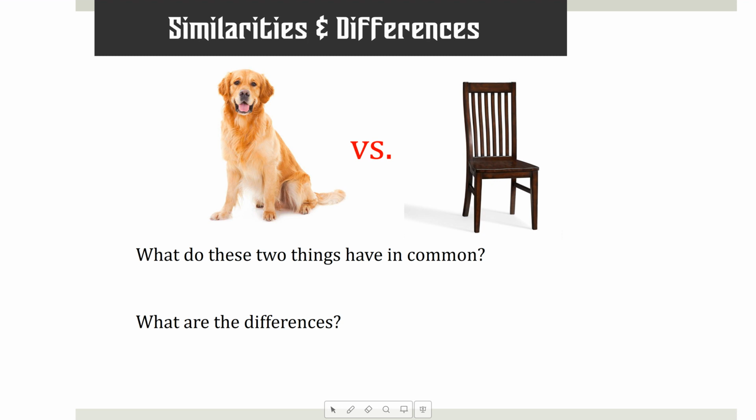You don't see chairs reproducing in the wild. The dog could eat the chair, but the chair can't eat the dog. A dog could, very valid. Anything else? The dog has a tail and the chair doesn't. And you could go ears, eyes, lips, lungs. They have different shapes.